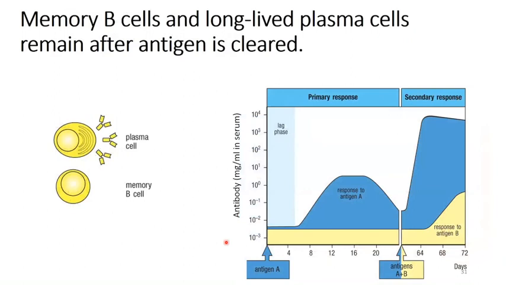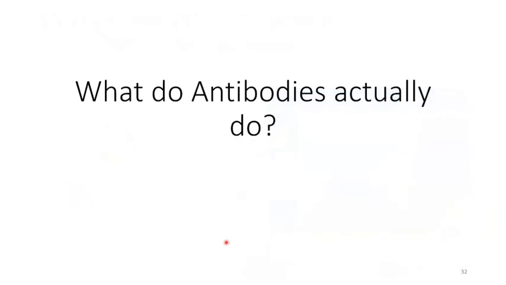So once the pathogen has been cleared away, what's left then as most of the plasma cells die off? They only have a short lifespan. What's left are the long-lived plasma cells and those memory B cells. So let's talk a bit about what antibodies do.